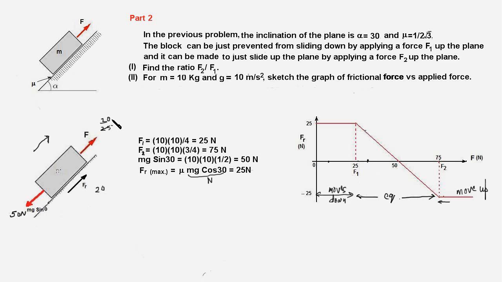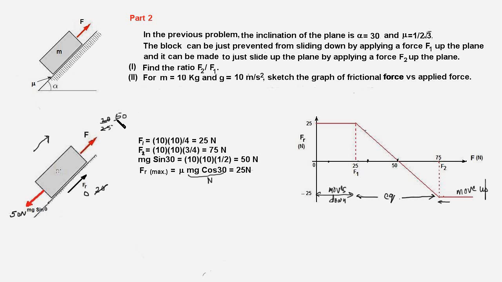Now suppose the applied force increases to 50 newtons. Now the friction force will reduce its value to 0, because 50 matches with 50, the force pulling it down, and therefore the friction force will be 0, and we get this line. So the static friction will reduce linearly from 25 newtons to 0 as the applied force increases from 25 to 50 newtons.